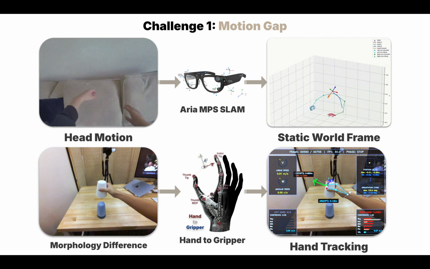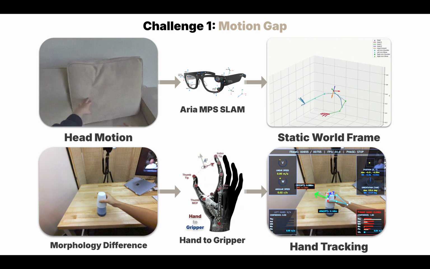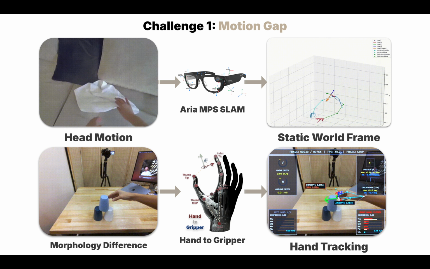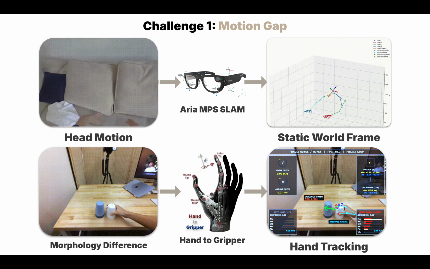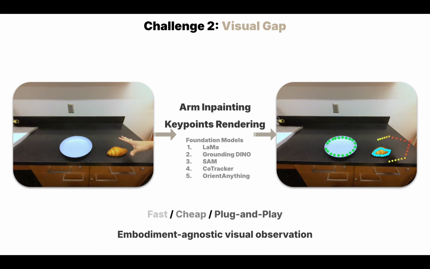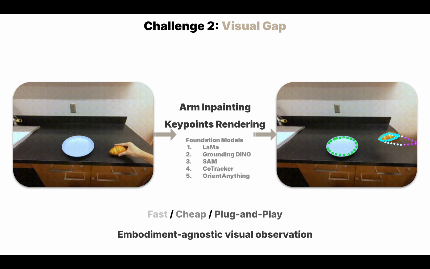The objective of this paper is straightforward. If we only have 30 minutes of human egocentric data to train a robot policy, what representation and architecture will maximize learning efficiency? HumanEgo is designed to answer this question.